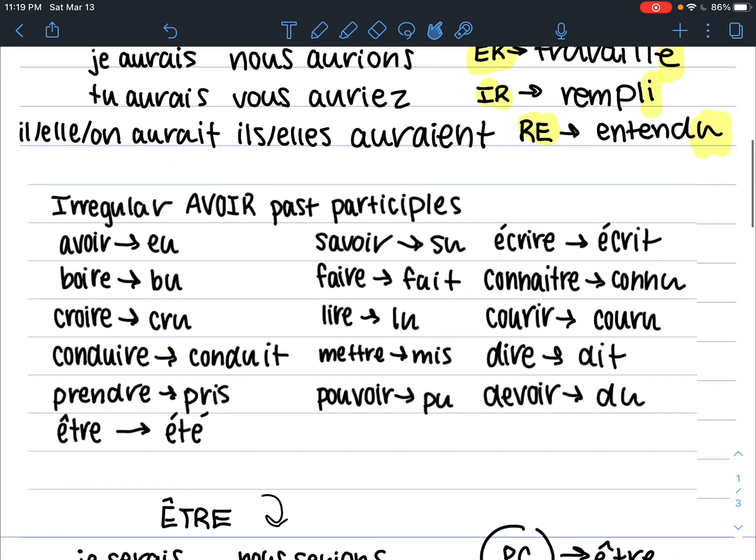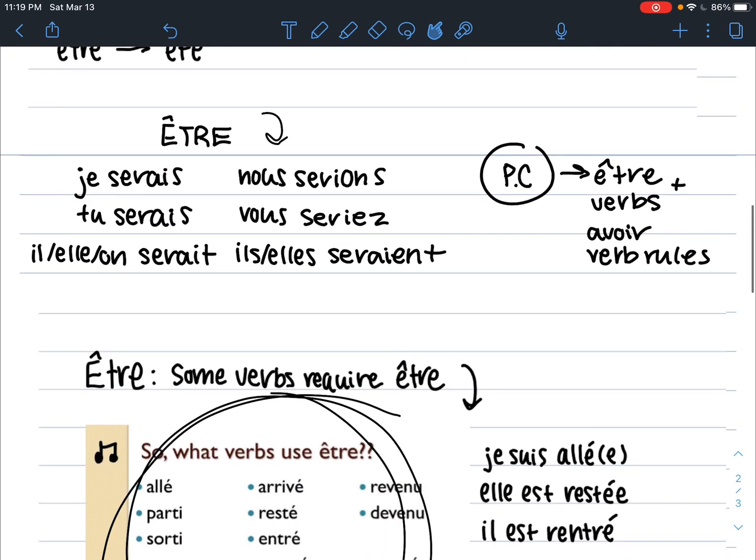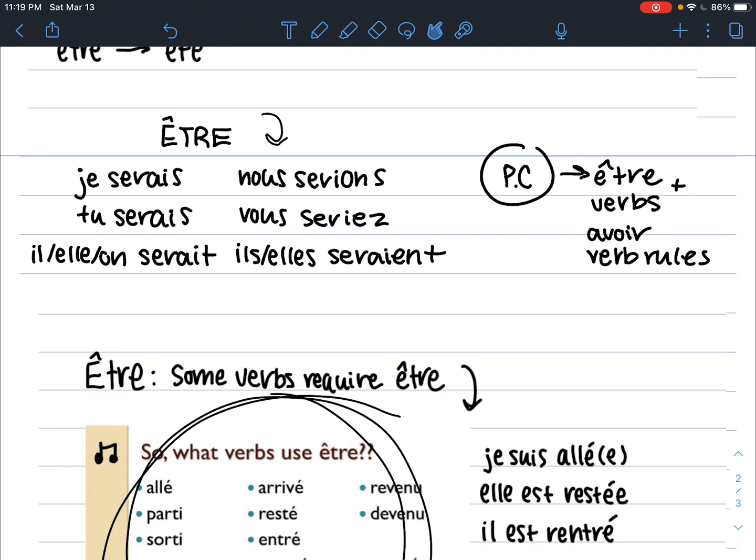We do have a lot of irregular avoir participles, so I just recommend that you guys take a look at these and copy them down in your notes if you haven't already, because these do tend to show up in more than one tense. Remember with être, here are our conditional forms of être.